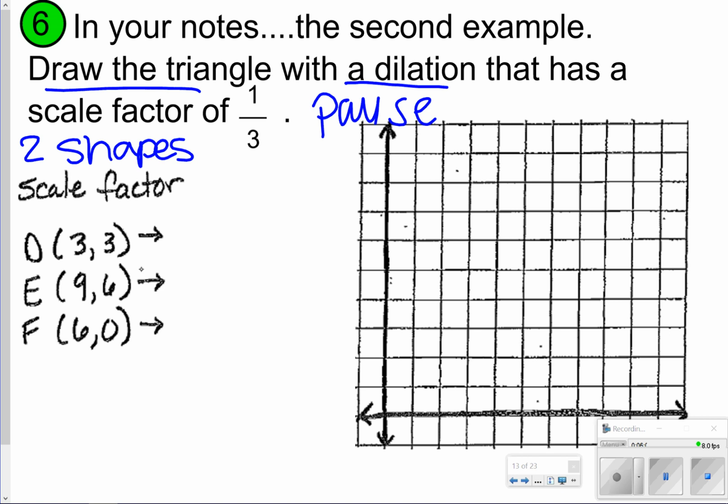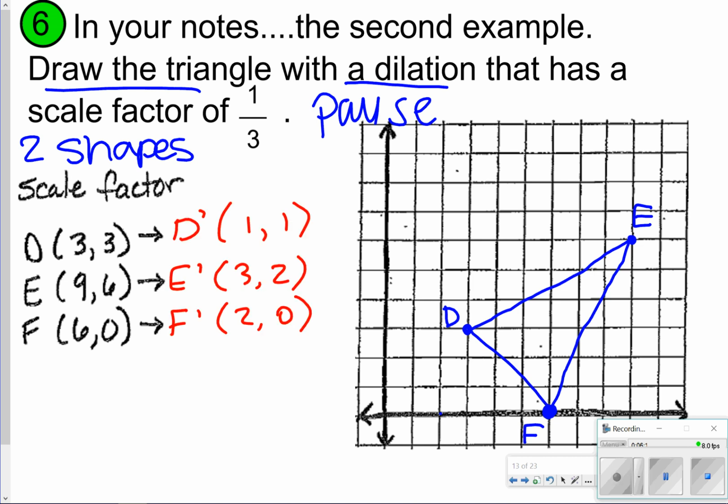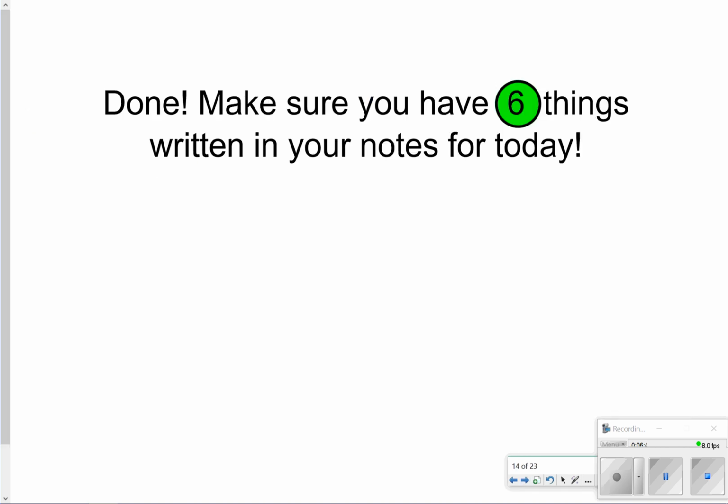Okay, the first thing you should have done was plot the original points. Here's what your original points look like. The next thing you needed to do was find all of your new points. What I did to find the new points is I divided all of these points by 3. D prime will be at 1, 1. E prime will be at 3, 2. And F prime will be at 2, 0. Your new figure should be 3 times as small as your original figure.